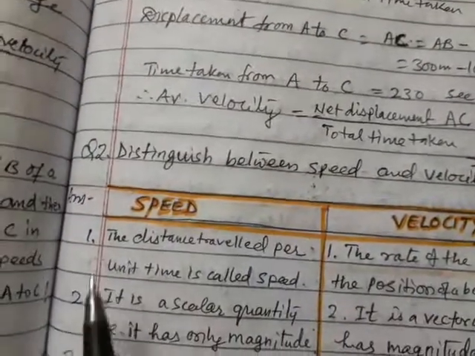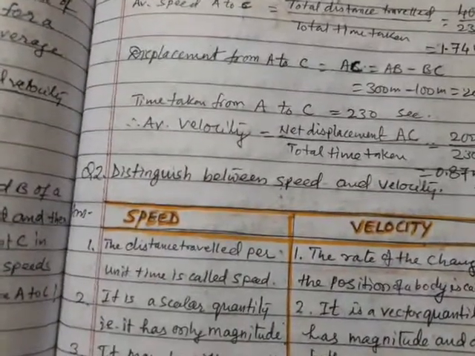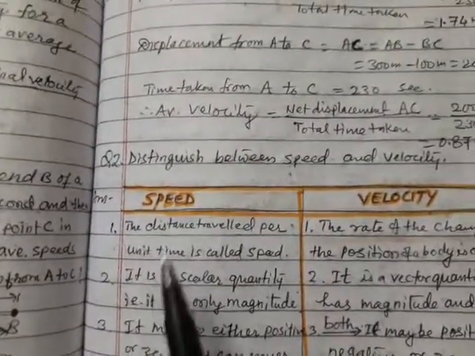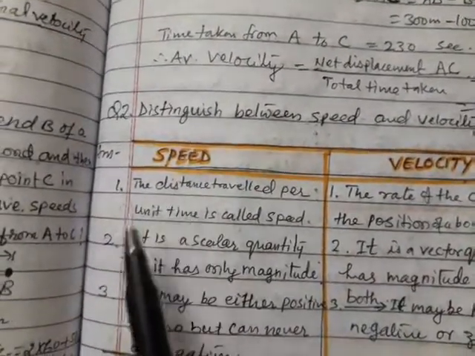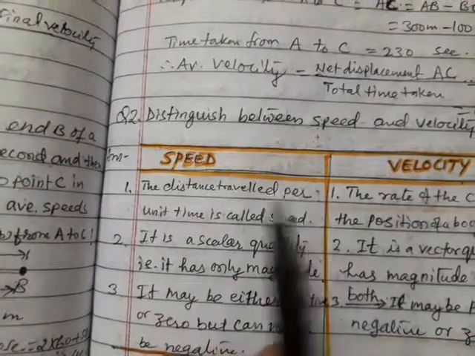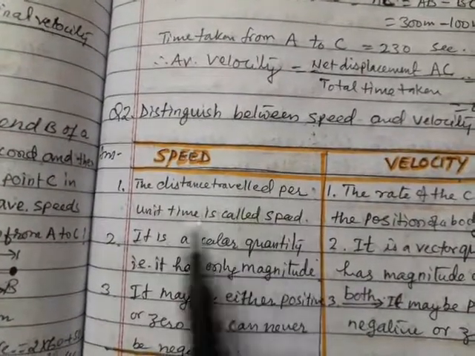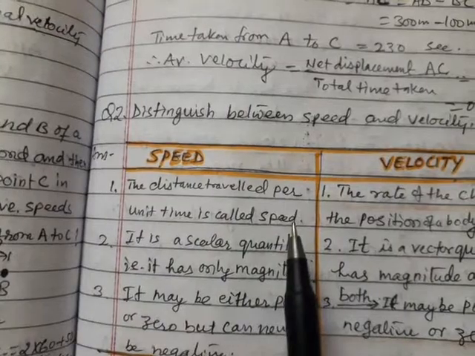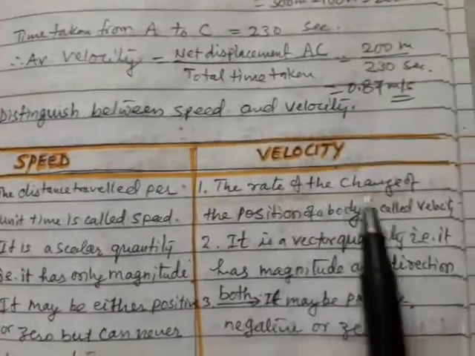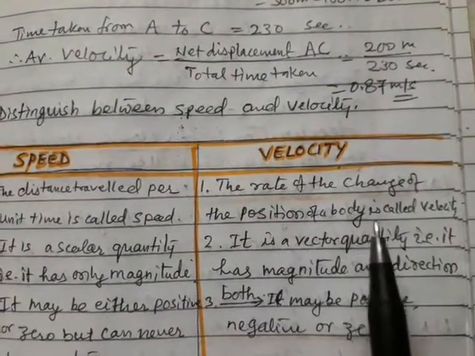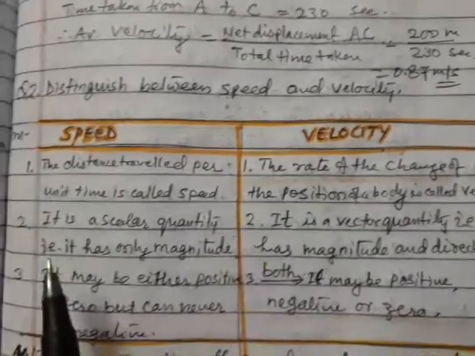Next is to distinguish, so that we can compare here the speed and velocity by some specific points. What is speed? First is the definition. The distance traveled by an object per unit time is called its speed. Here the rate of change of position of the body is called its velocity.